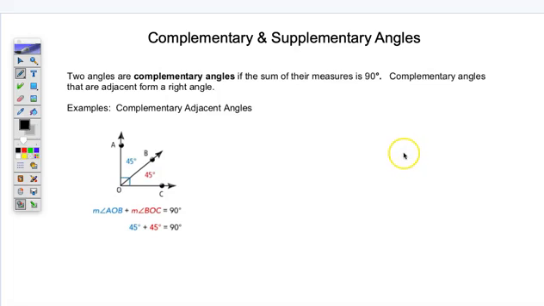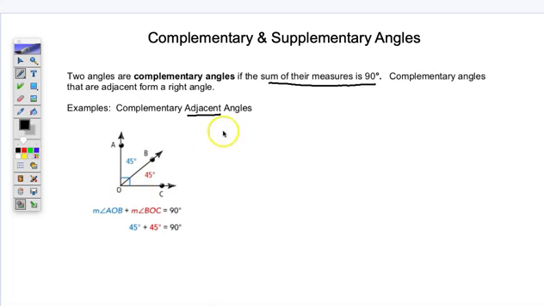Today's lesson is on complementary and supplementary angles. Two angles are complementary angles if the sum of their measures is 90 degrees. Complementary angles that are adjacent form a right angle. So let's talk about complementary adjacent angles first.